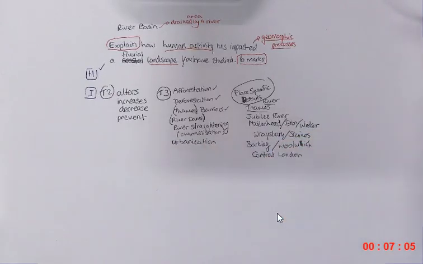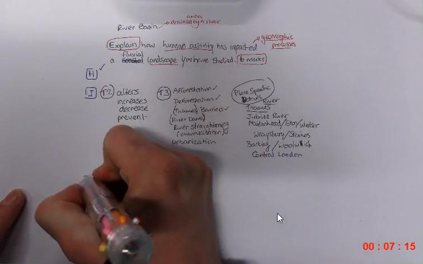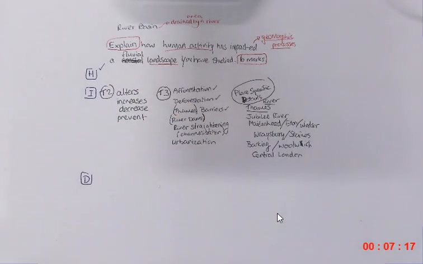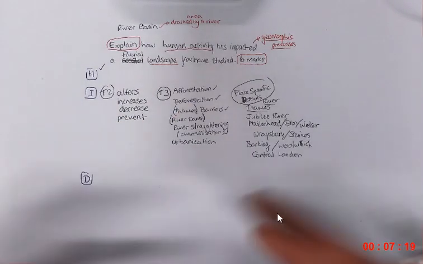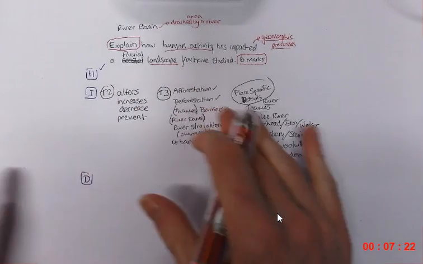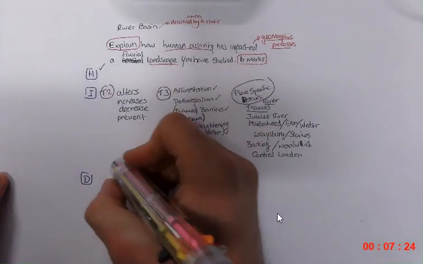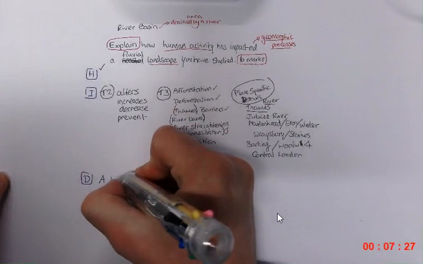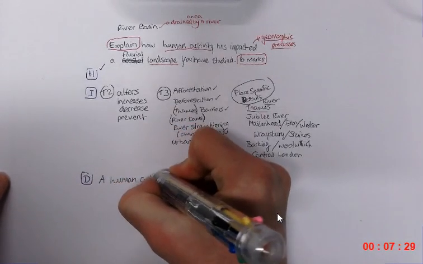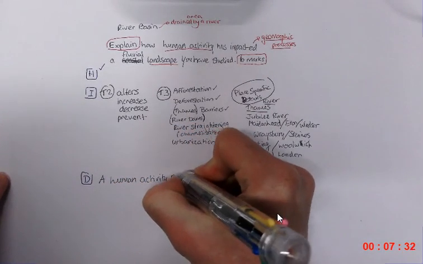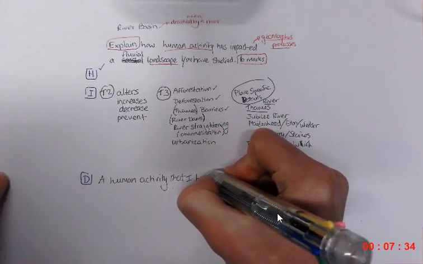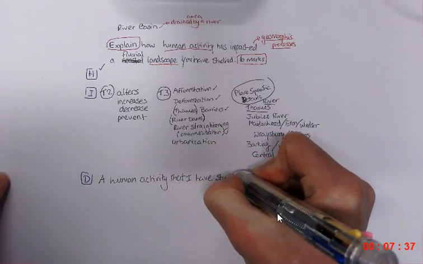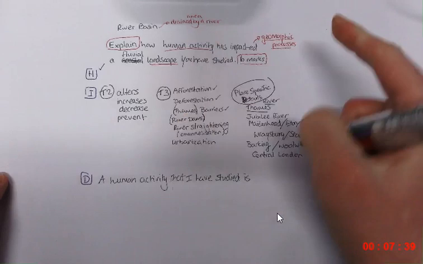Okay, so having now come up with a lot of key terms in a planning stage of our answer, we come down and we think about how do we put this into practice? How do we put this into developing ideas? So, for example, let's come up with a sample sentence or two using these terms. So we use the question as well. So a human activity that I have studied is, you could mention any of these here.